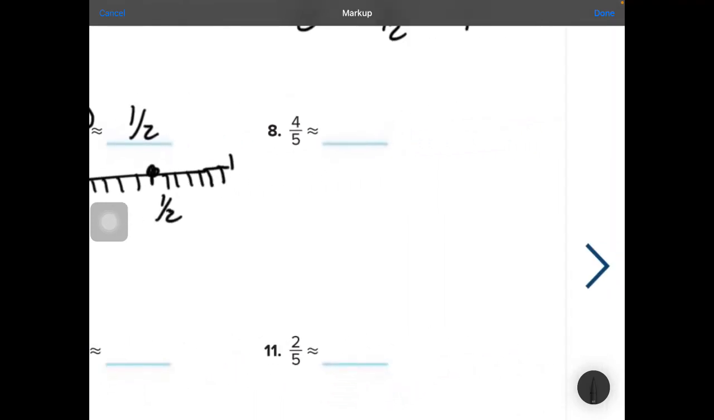Number 8, ooh, 4 out of 5. That is definitely not going to be anywhere near 0 and not too close to a half, so it's going to be closer to a 1. And to prove it, we can put a number line where there's 0, and we go 1, 2, 3, 4, put our dot, and 5. Half would be about right there, so it is definitely closer to the 1.